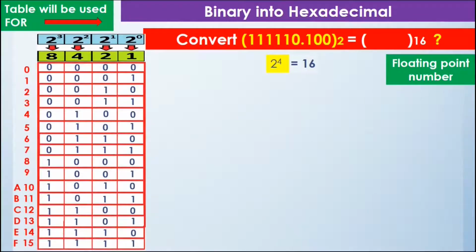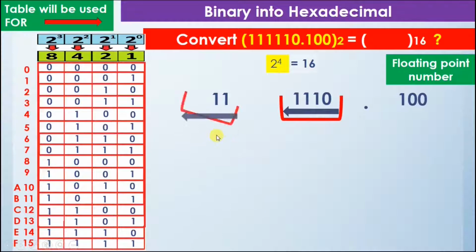So now we will make groups of 4 bits while moving away from the decimal point, just like we did previously. First of all we will write 1110, then we have 11 from here, then comes the decimal point, and then 100 from here. So now, while moving away from the decimal point, we will make the first group, then the second group. We need 4 bits to make a group, and in this group we have 2 bits, so we will add 2 more zeros to it: 10 and the second 0.